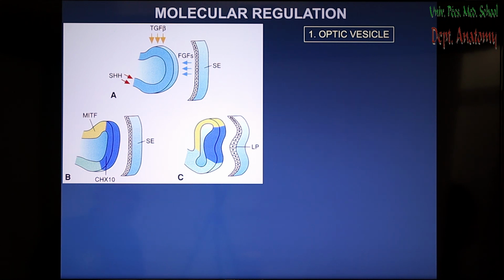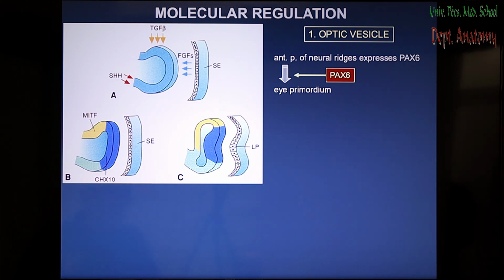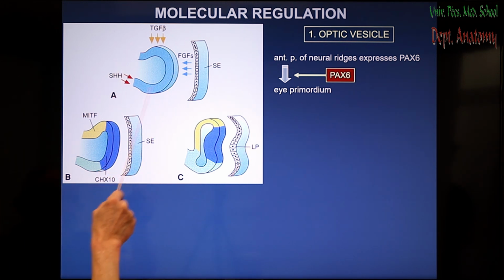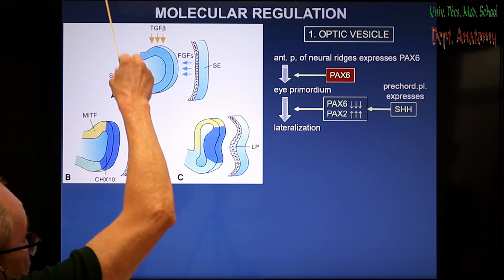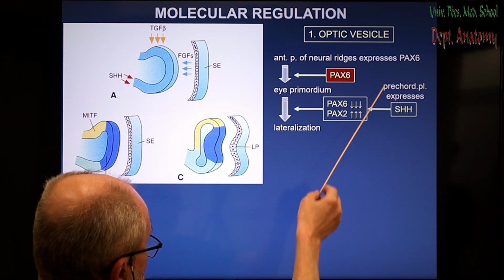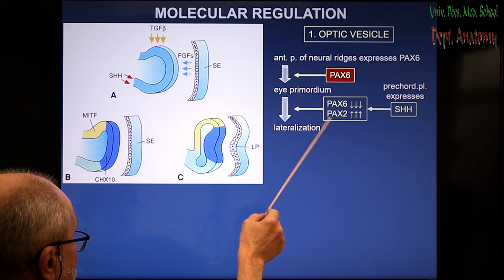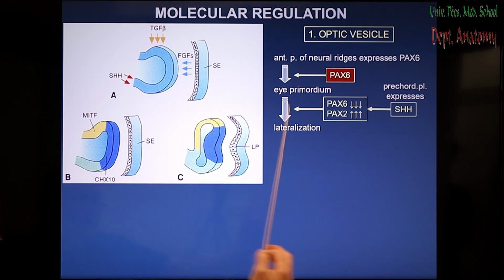Just summarizing the different factors involved in the development. First, it should be emphasized that the key gene is PAX6 in all the development of the eye. The anterior part of the neural ridges expresses a high level of the PAX6 gene, which really induces the development of the eye primordium. The prechordal plate in turn, so just in front, rostral to this neural tube, expresses SHH, and due to this, the level of PAX6 gets reduced and PAX2 gets increased, and this results in lateralization. So that is the reason why the eye primordium continuously grows laterally.